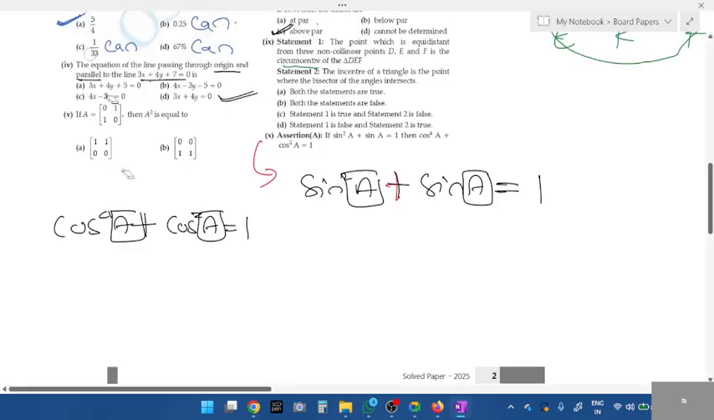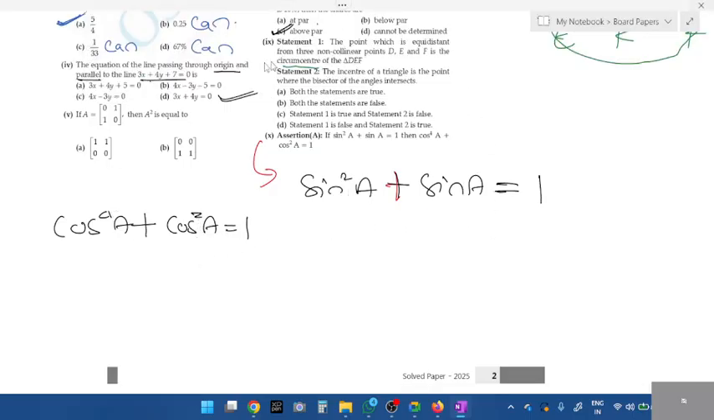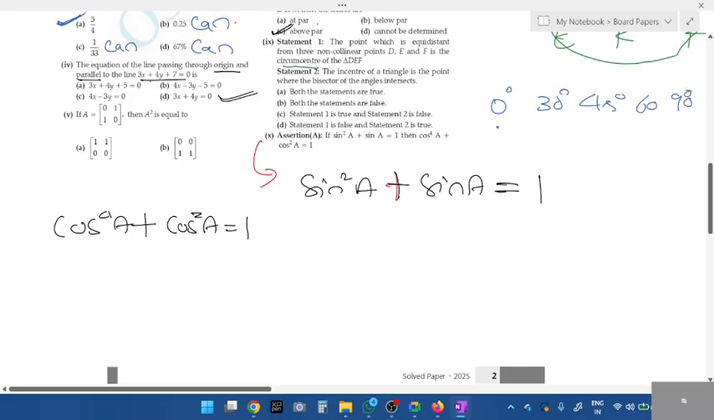Okay, here what we would do is we'll try to put any value, students. Total we have 5 values. What are the values we have? 0 degree, 30, 45, 60 and 90. What is sin 0 degree? All of you respond. 0, right? Sin 0 is 0.